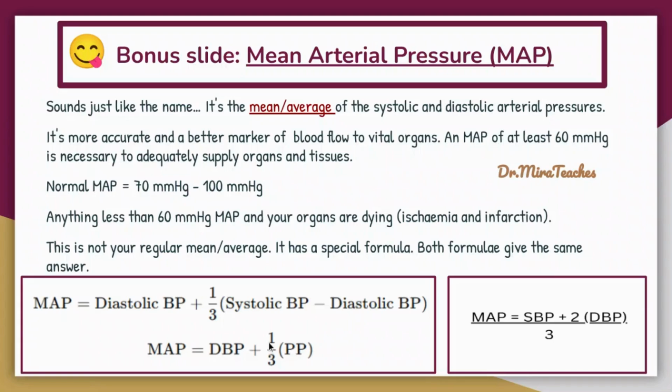So this is it. Then we have another formula. Mean arterial pressure is equal to your systolic blood pressure plus two times your diastolic blood pressure, divided by three. So you can choose any of the formulae, and you can experiment. You can write your own BP, use any of the formulae, or use both formulae. You realize that you get the same answer.